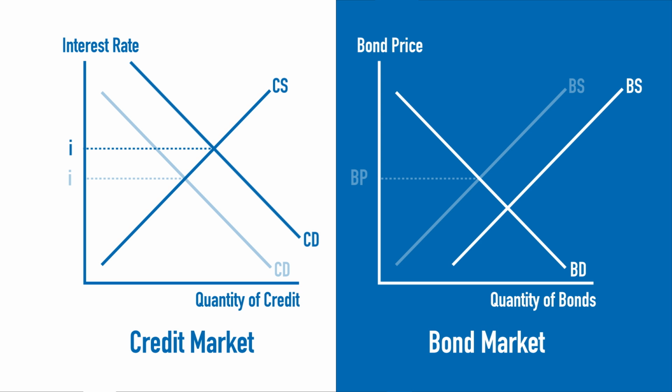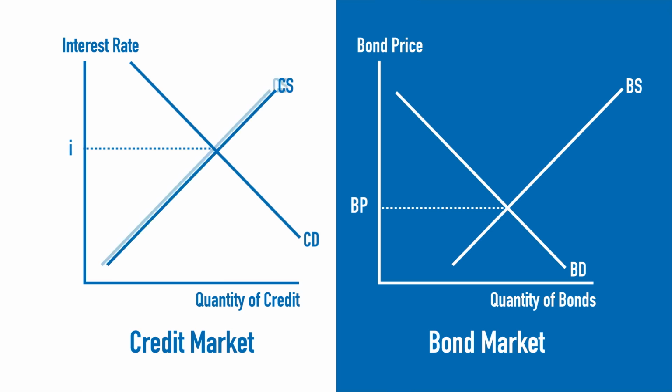As the supply of bonds shifts to the right, of course, the equilibrium price of bonds is going to fall. So if you increase the demand for credit, which is the same thing as increasing the supply of bonds, in the credit market, it means the interest rate's going up. In the bond market, it means the price of bonds is going to fall.